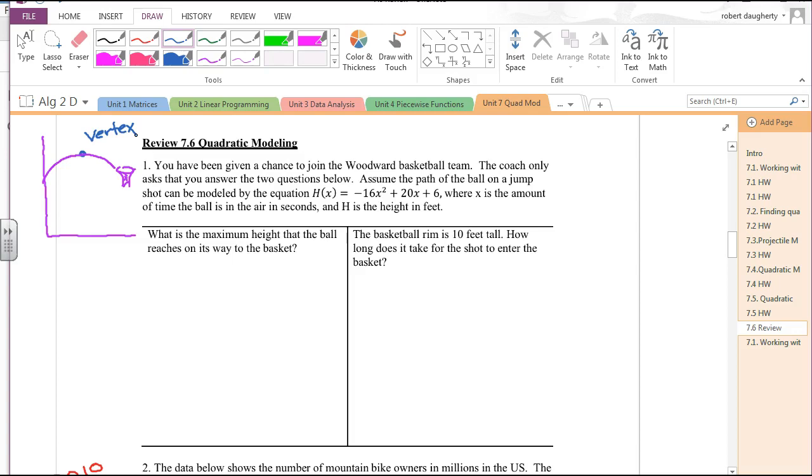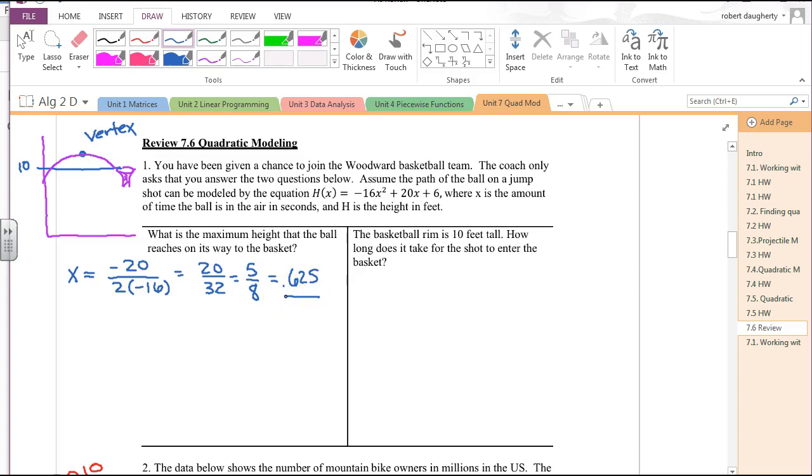And then I'm told that the basketball rim is 10 feet. So I'm asked to find when the ball is at 10 feet. So those are 2 things. Part A, let's just find the vertex. So you know to find the vertex, the x-coordinate of the vertex is going to be negative 20 over 2 times negative 16, which is going to be 20 over 32, which is, I think 4 will go into there, so that's 5/8, which is 0.625.